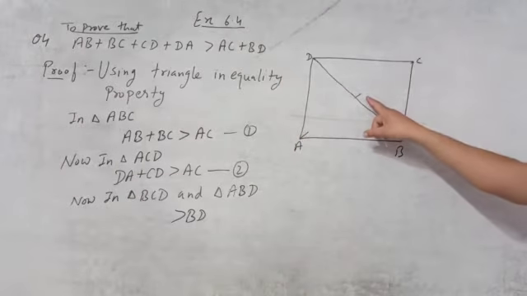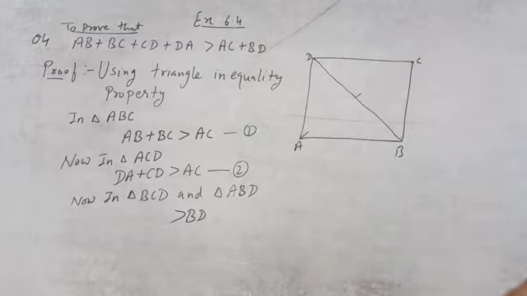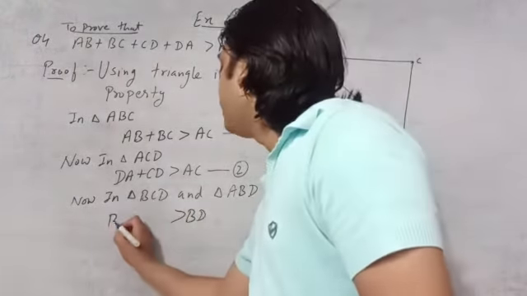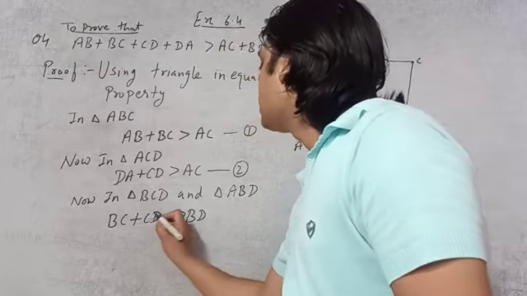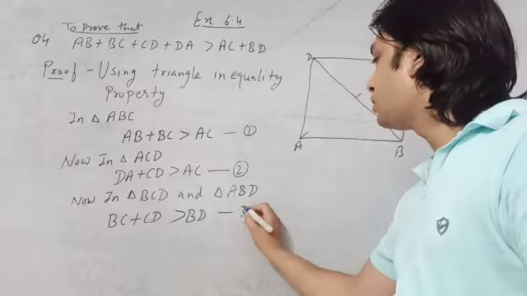If BD is coming after greater than, what two sides remain? These two. So this will come where? This side. So what will come? BC plus CD is greater than BD. This is our equation number 3.